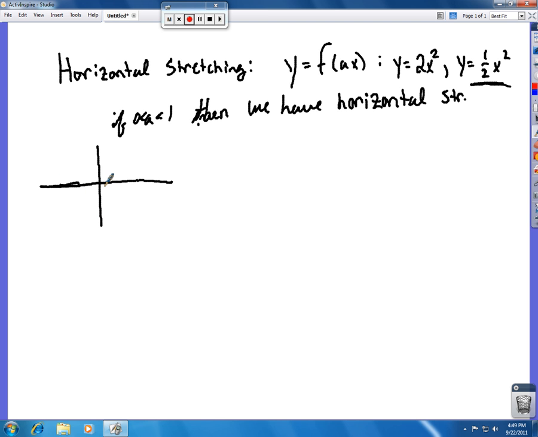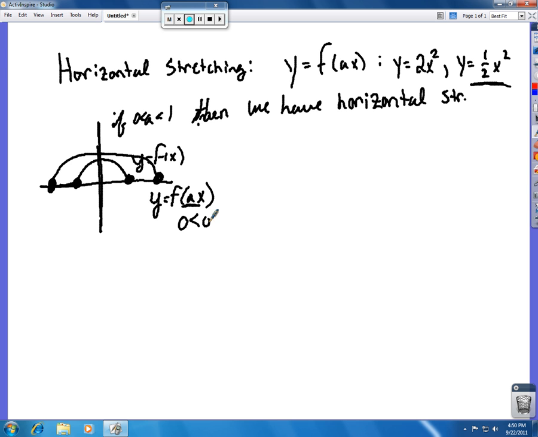Originally we had something like this, like you have in your book, where it's y equals f of x, and we wanted to have the horizontal stretching. Then that would simply be as you had thought, where it's just going to stretch it out. And that's going to be where A is greater than 0 and less than 1.